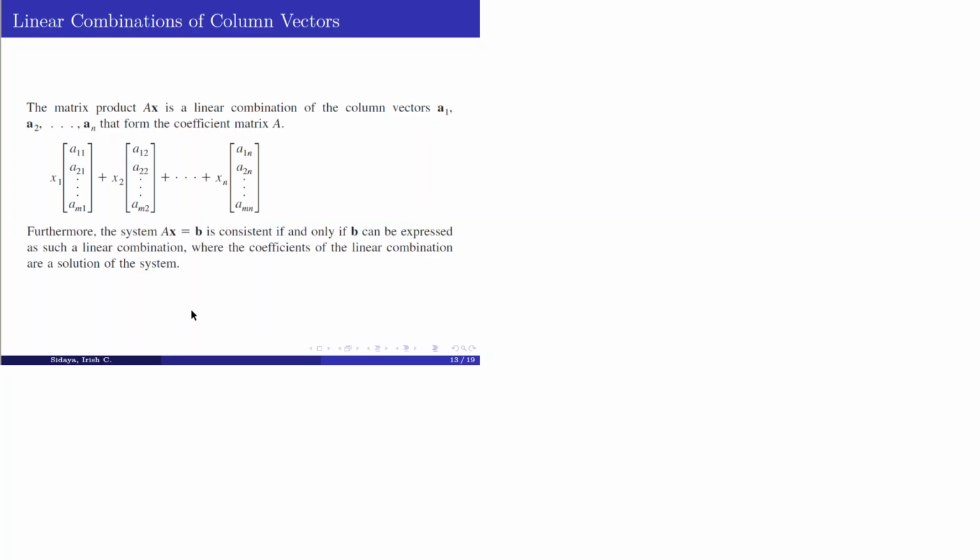Furthermore, the system AX equals B is consistent if and only if B can be expressed as this linear combination, where the coefficients of the linear combination are the solution of the system.